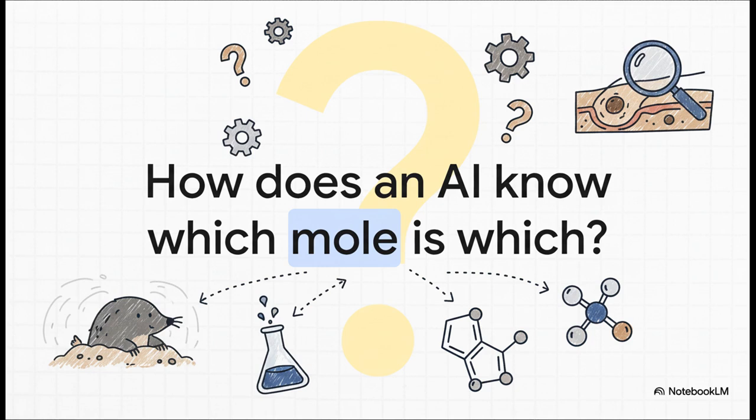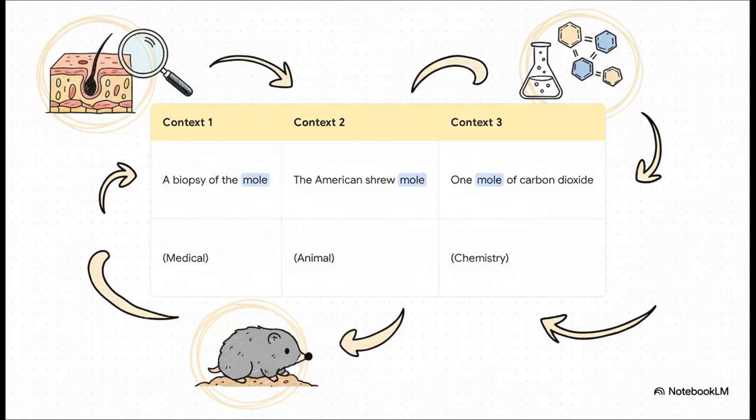A puzzle that, honestly, seems like only a human could solve. How does an AI know which mole we're talking about when that one little word can mean so many different things? For us, telling these apart is a piece of cake. Our brains see biopsy and immediately think medical. We see shrew, we think of a little animal. It's all about context. But for a computer, the letters M-O-L-E are exactly the same every single time. So cracking this context puzzle, that's the absolute key to how modern AI works. So how do they do it?